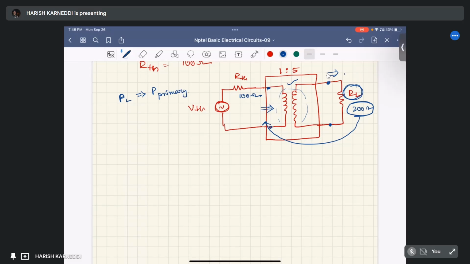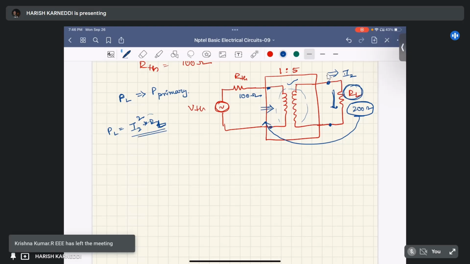Okay. What is the load power? Load power, we can write, let us suppose this current as I2, the secondary current. We can write I2 square into R2. Why? Because the current through this resistor, sorry, RL, the current through this resistor into the resistance. Simply, the power dissipated, the average power, is I2 square into R2.